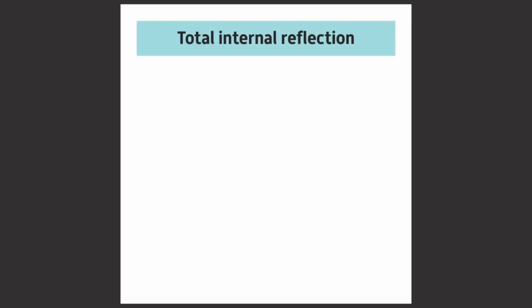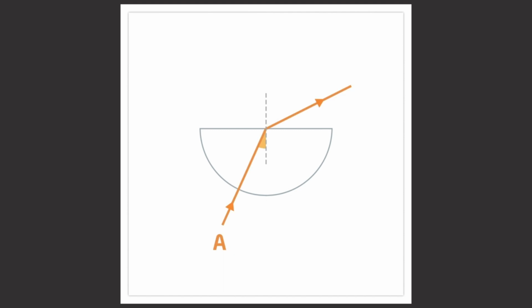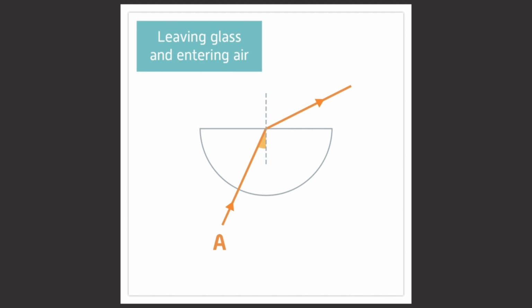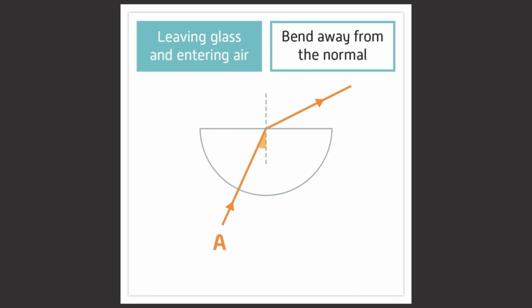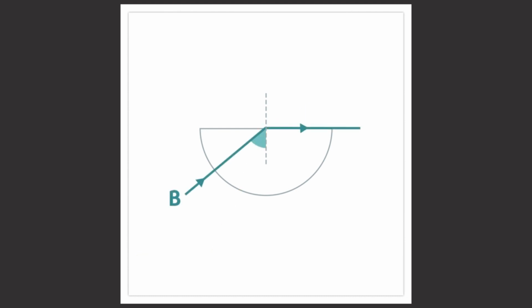Finally, let's consider total internal reflection. You can explore internal reflection using a semicircular glass block. Start with the light ray A in the diagram, which is directed through the curved edge of the glass at around 25 degrees to a normal drawn at the middle of the straight edge. Light ray A will leave the block through the straight edge. Because it is leaving the glass and entering air, it will bend away from the normal. This is refraction.